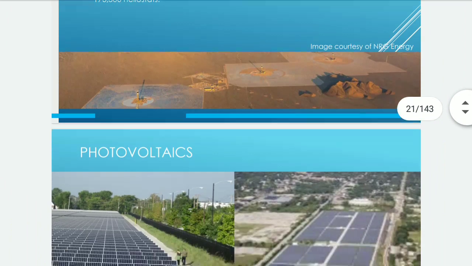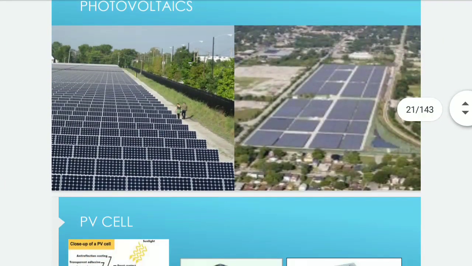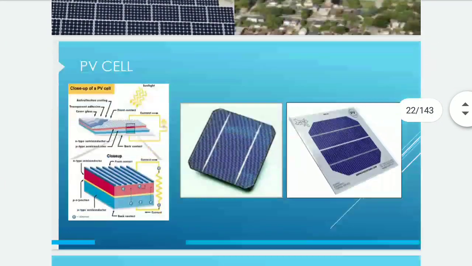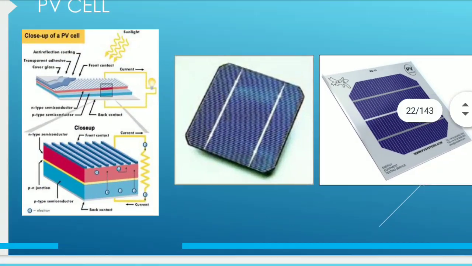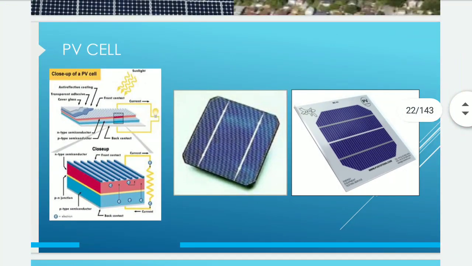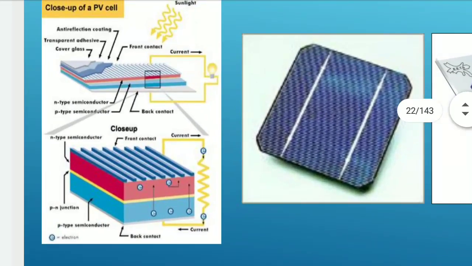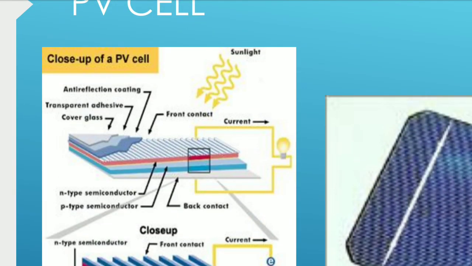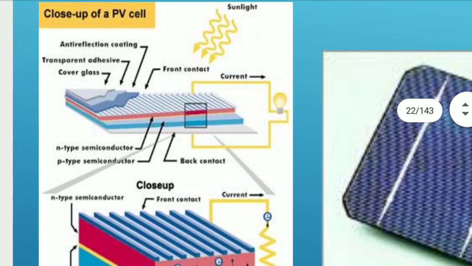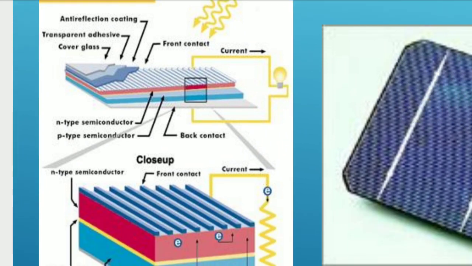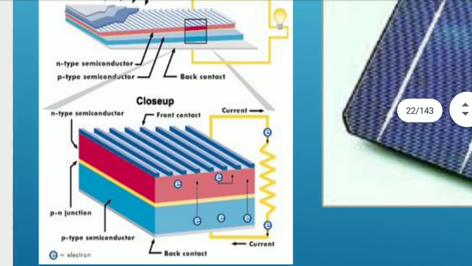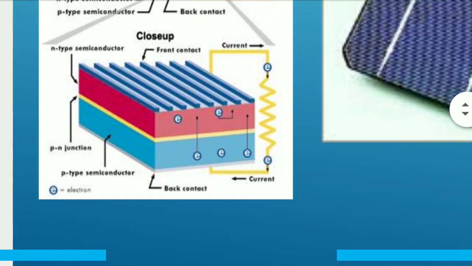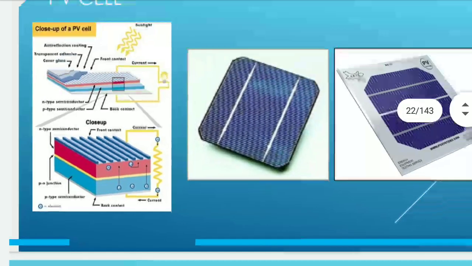Photovoltaic, another important one, has more cells connected in series and parallel. This is some introduction about the solar PV panel. This is the rectangular and circular form, and then a close-up of a PV cell. Now solar radiation, anti-reflective coating, transparent adhesive cover glass, front coating, current, and then glow bulb, n-type semiconductor, p-type semiconductor. This is back current. This is the close-up diagram: n-type, front contact, close-up PN junction, back contact, current.